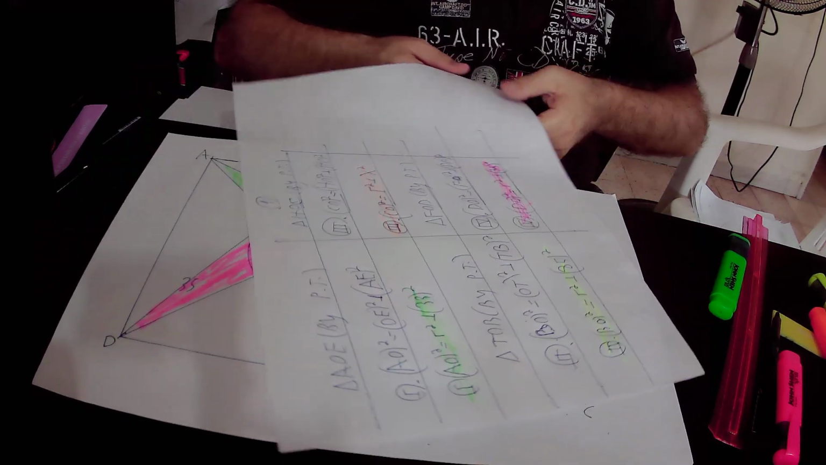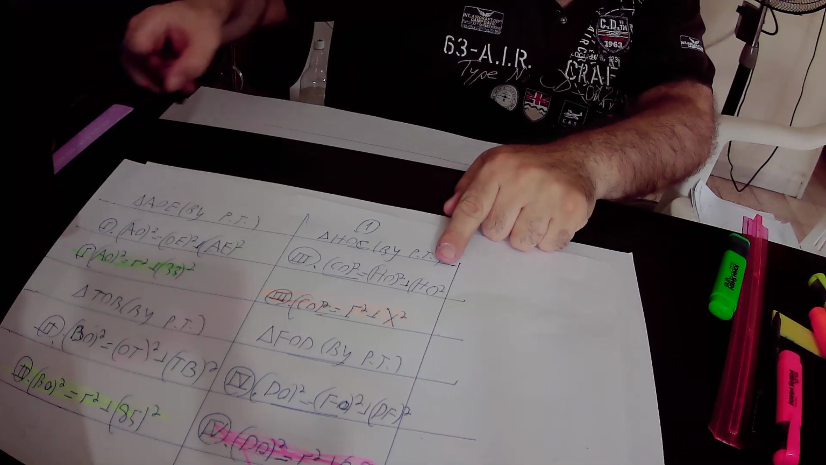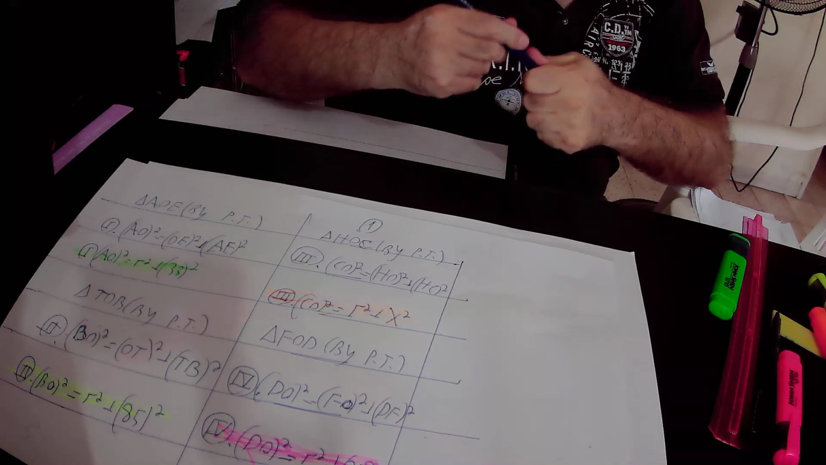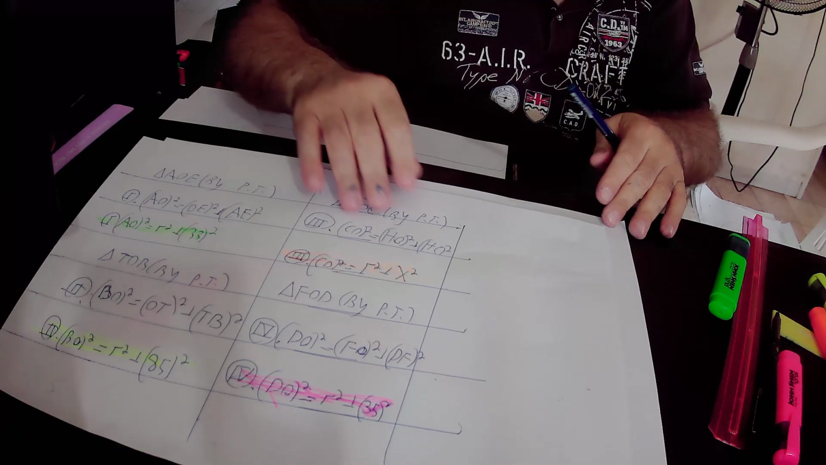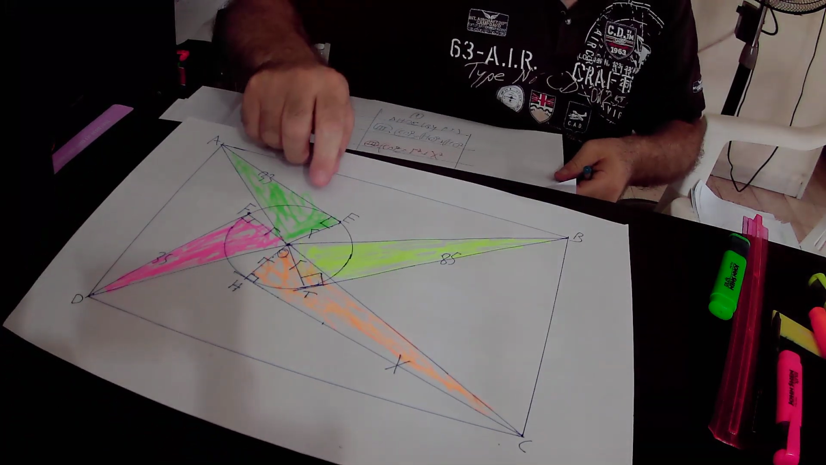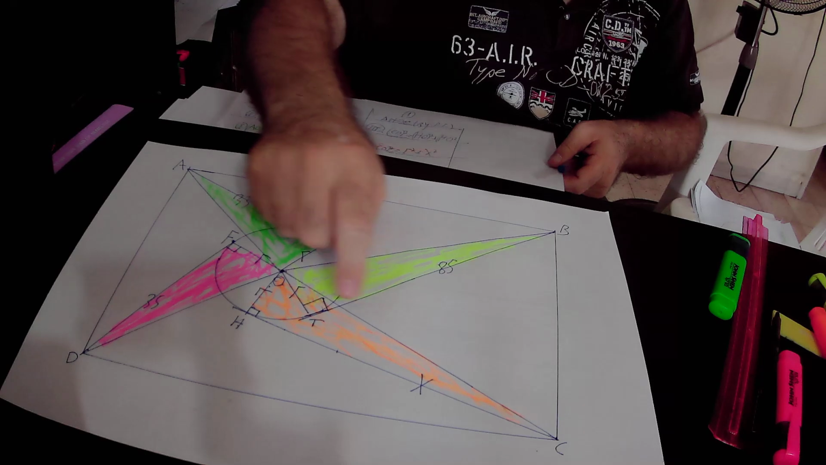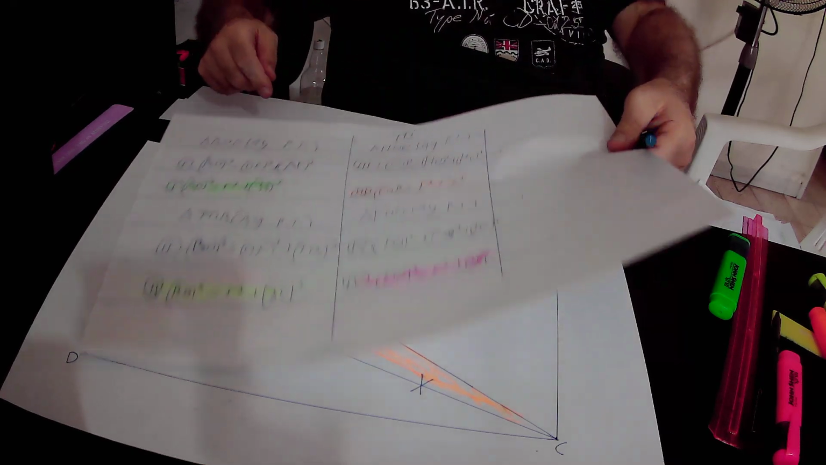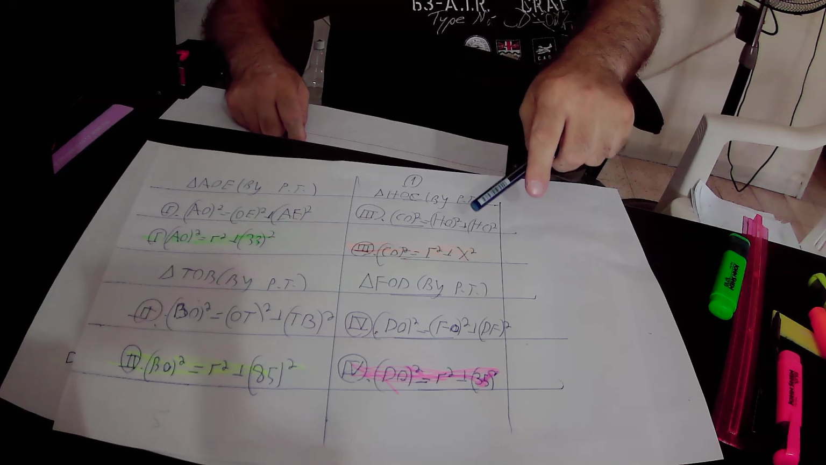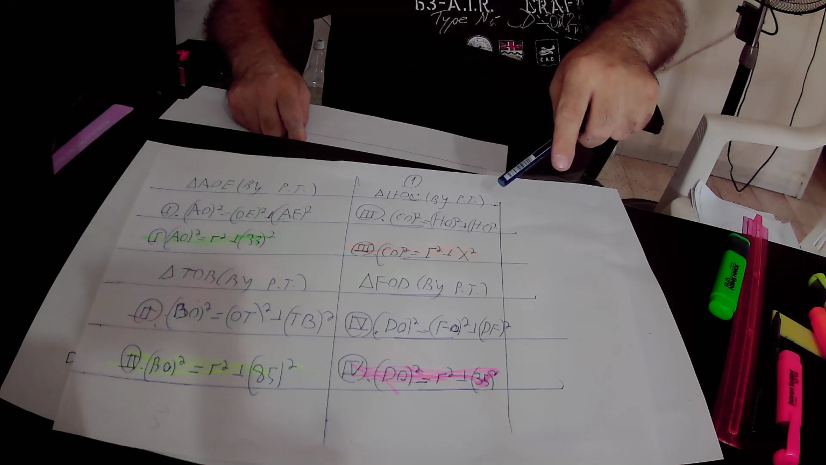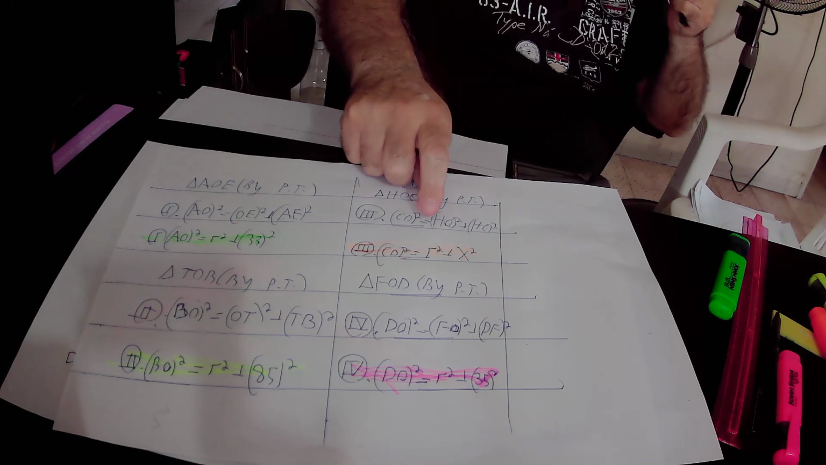Again, CO square equals HO square plus HC square. HO equals R and HC equals x. Therefore, HO square is R square, and HC square is x square. So in conclusion, according to equation number 3, CO square equals R square plus x square.